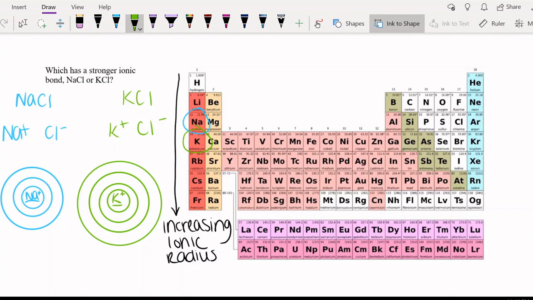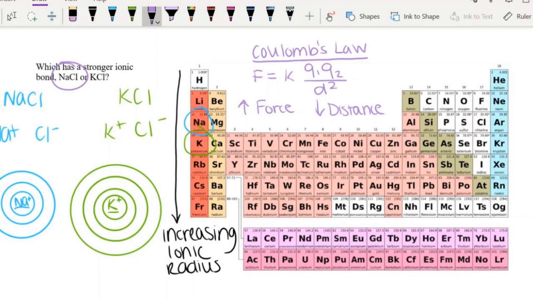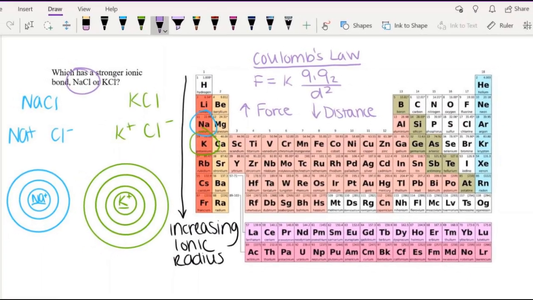What does that mean in terms of bond strength? Well, according to Coulomb's law, the force is proportional to the product of the two charges divided by the distance squared. Basically, the force or bond strength increases as the distance between the ions decreases. Since the sodium and chloride ions can be closer together, they will have a stronger bond.